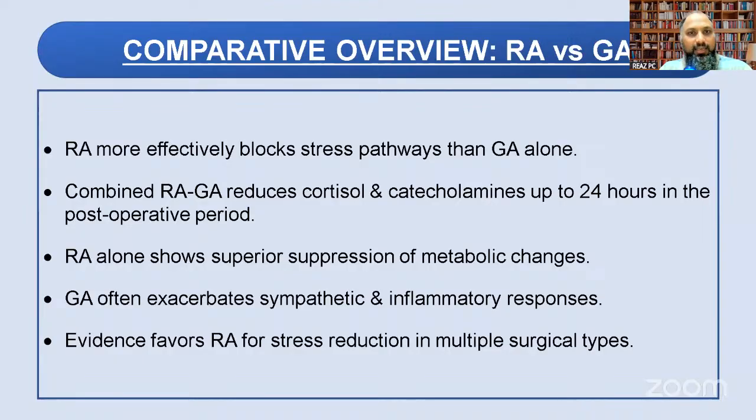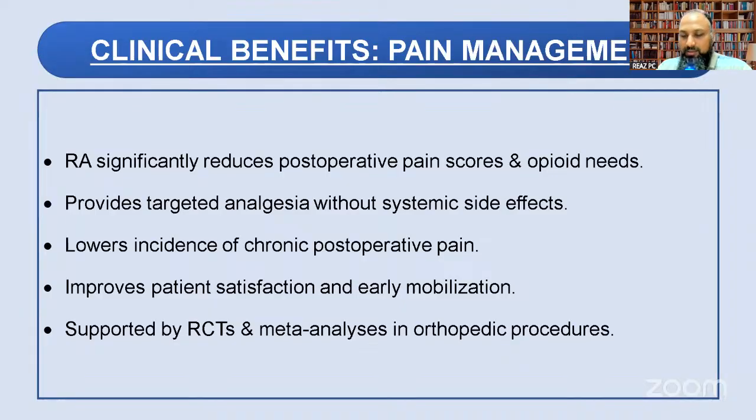If we see a comparison between regional anesthesia and general anesthesia, regional anesthesia more effectively blocks stress pathways than general anesthesia alone. Combined general anesthesia and regional anesthesia reduces cortisol and catecholamines for up to 24 hours in the postoperative period. Regional anesthesia alone shows superior suppression of metabolic changes. General anesthesia often exacerbates sympathetic and inflammatory responses if administered alone. Evidence favors regional anesthesia for stress reduction in multiple surgical types, as shown by multiple publications.